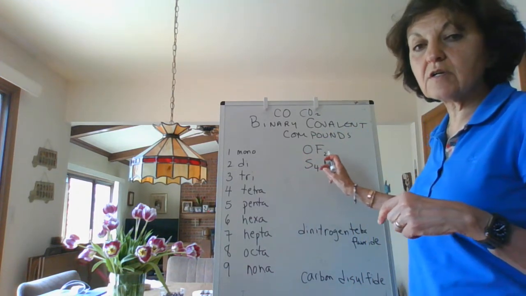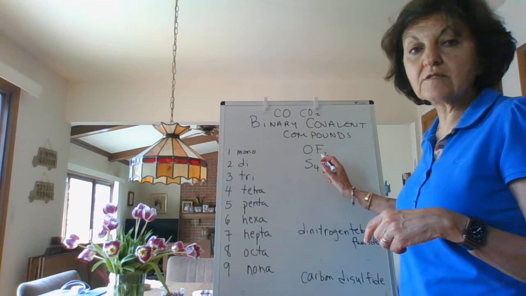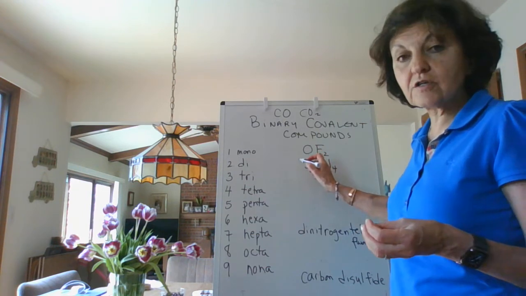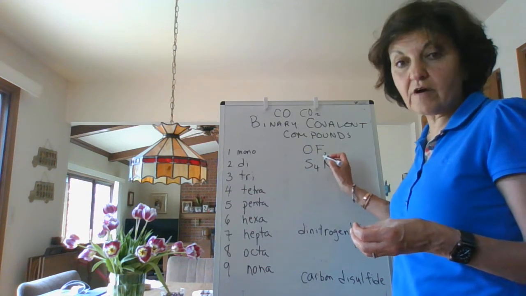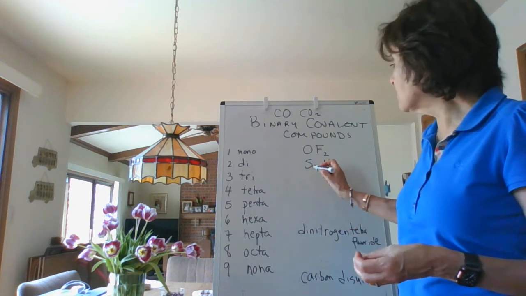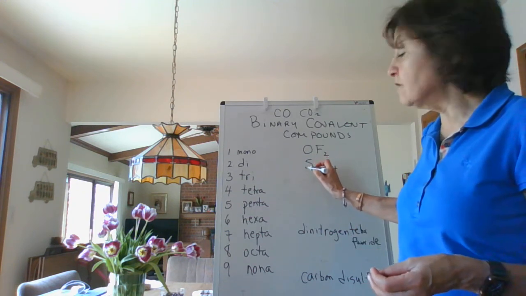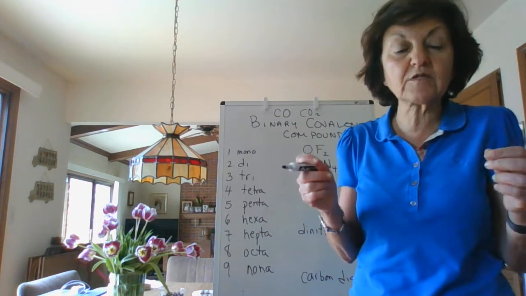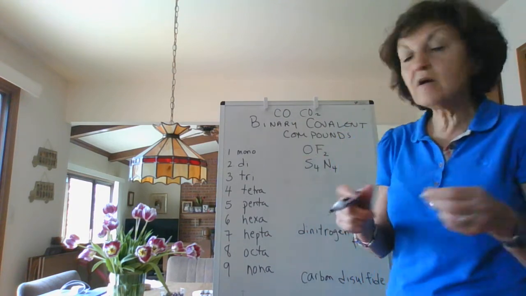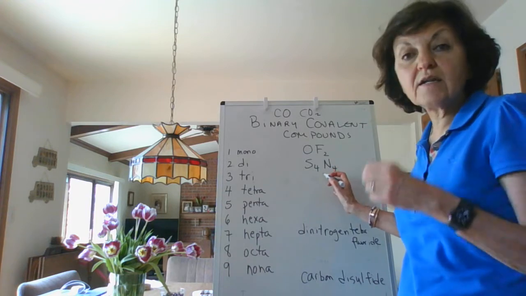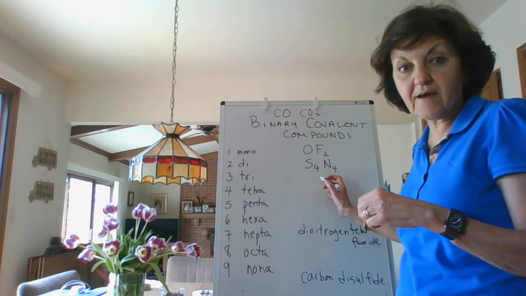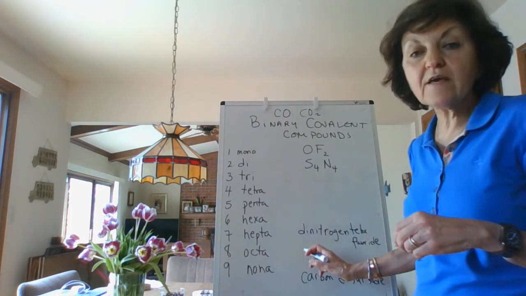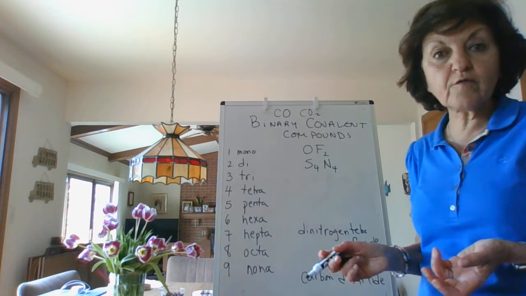Okay, let's take a look at this one. Here's an oxygen and here's 2 fluorines. So this would be oxygen difluoride. Okay, and this one over here is 4 sulfurs, so tetrasulfur. So you say the full name of the first element, tetrasulfur, and then tetranitride.